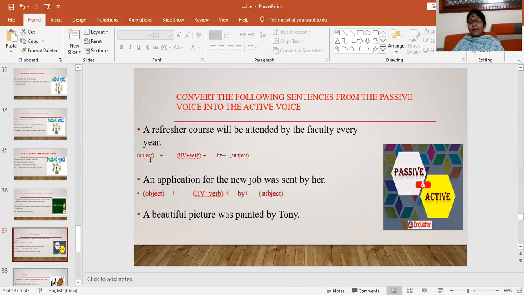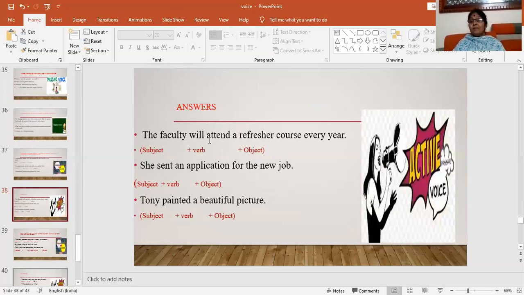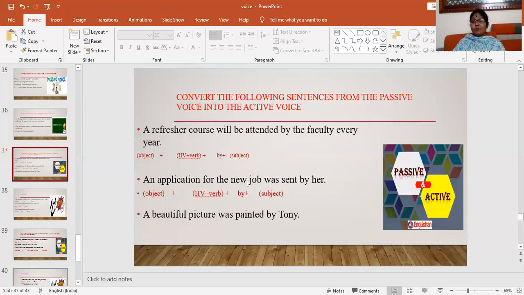Now we have identified which is the object, which is the helping verb, which is the by agent, which is the subject. Now you will bring the subject to the first place, the object to the last place, change the verb, and remove by. Now let us check your answer. See, the faculty will attend a refresher course every year. The subject, the faculty, is brought here: will attend a refresher course every year. So this is our answer. Let us do one more sentence. An application for the new job was sent by her.